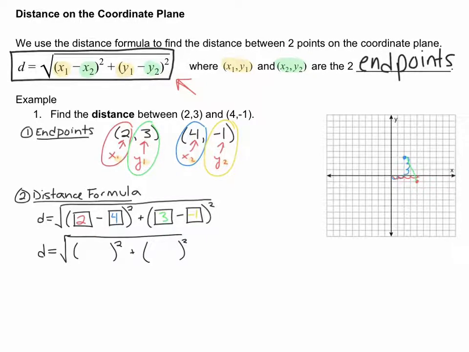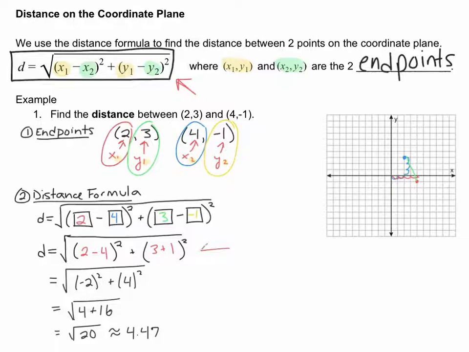I'm just going to simplify this a little bit. In the first parentheses, I have 2 minus 4. In the second set of parentheses, I have 3 minus -1, which is the same as saying 3 plus 1 because of that double negative. Now, you can plug this step right into your calculator, or you can do the work out by hand, but either way, you'll get an answer of about 4.47.